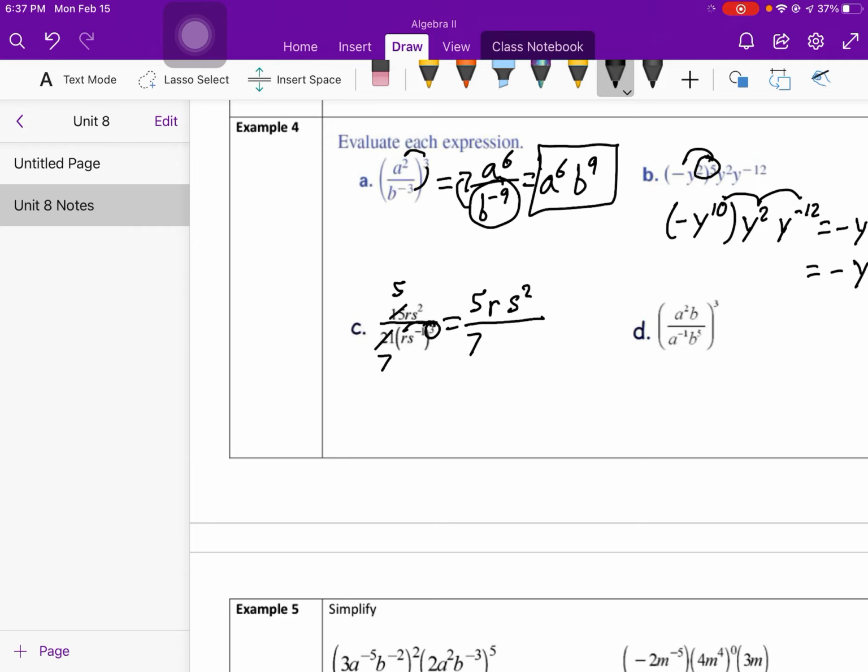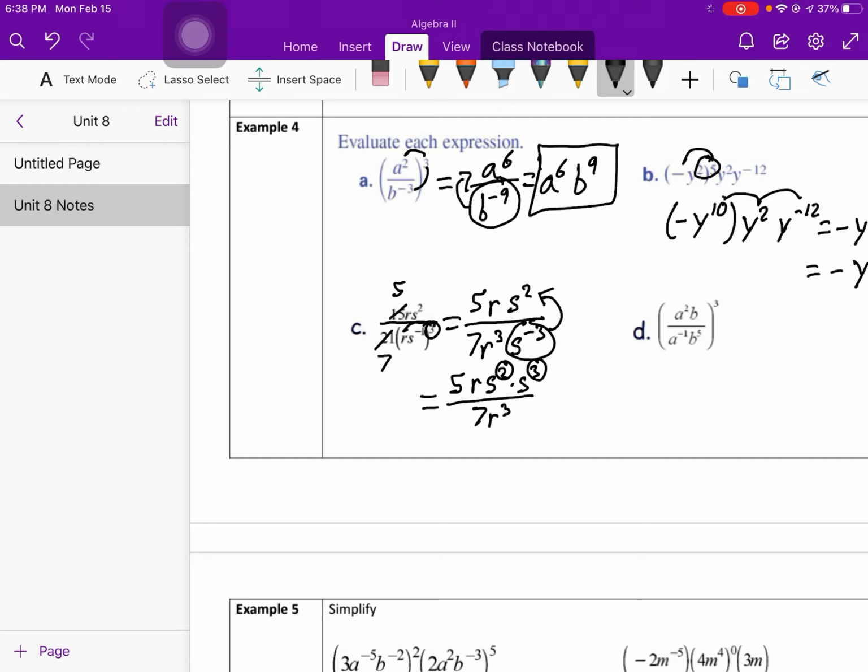This 3 I have to distribute to both parts. So it's going to be r cubed and then s to the negative 3. So there's some pieces that we can reduce and some pieces that we can actually combine together. So this negative 3 is actually going to go to the top. And once it goes to the top, it's just going to add to that s squared. So we are going to get 5r s squared times s cubed over 7r cubed.